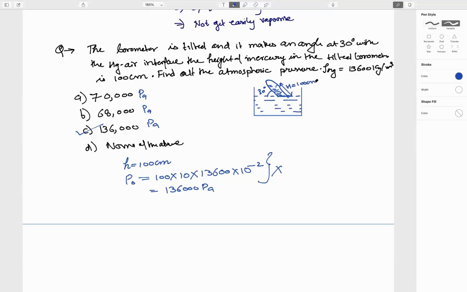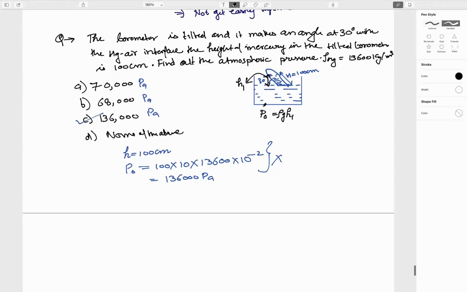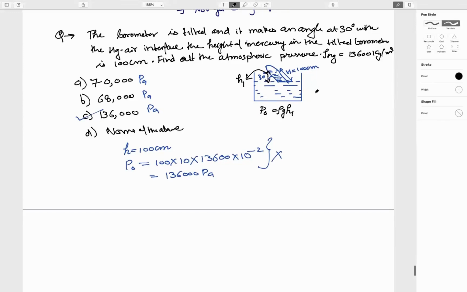100 centimeter. But I told you in the lecture that we cannot calculate this height. We are only interested in this height. So P naught should be rho g H1, and H1 is not 100 centimeter, my dear. So what is H1? sine 30 is equal to H1 by 100. So H1 comes out to be 100 by 2, that is 50 centimeter.